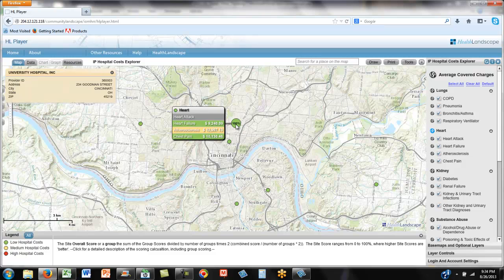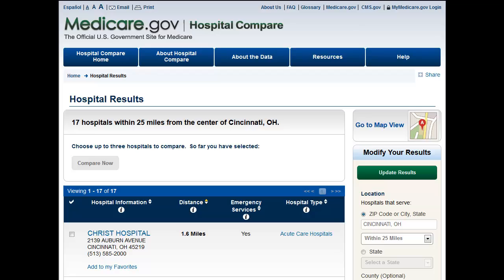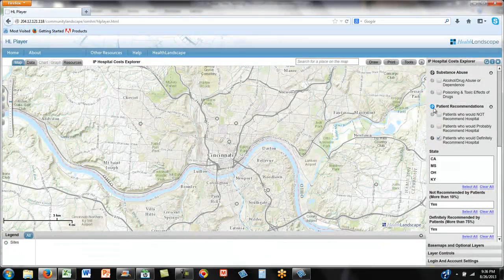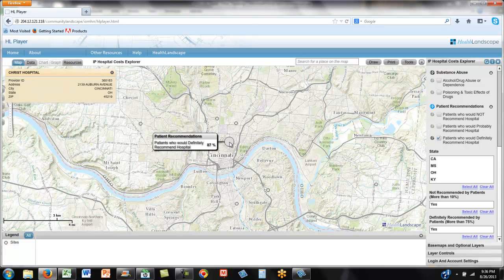Ralph wonders, are patients satisfied with the treatment they receive? Fortunately, the IP Hospital Cost Explorer helps him answer that question too. The IP Hospital Cost Explorer also contains hospital compare data, the same data that appears on the Medicare.gov site. Ralph decides to look at patient survey results for each hospital. He discovers that 87% of patients would definitely recommend Christ Hospital, 78% would definitely recommend Good Samaritan Hospital, and 70% would definitely recommend University Hospital.